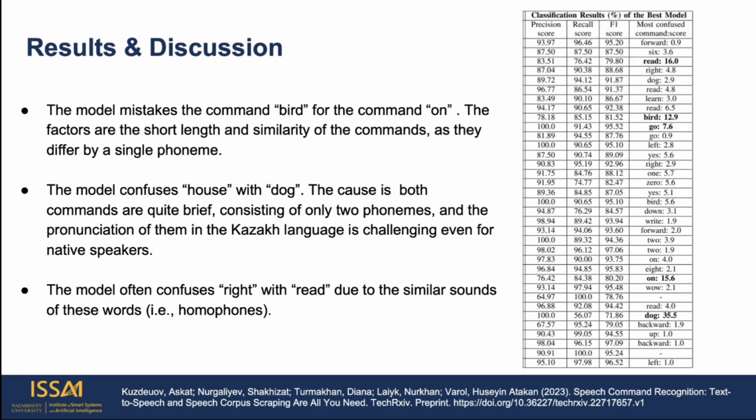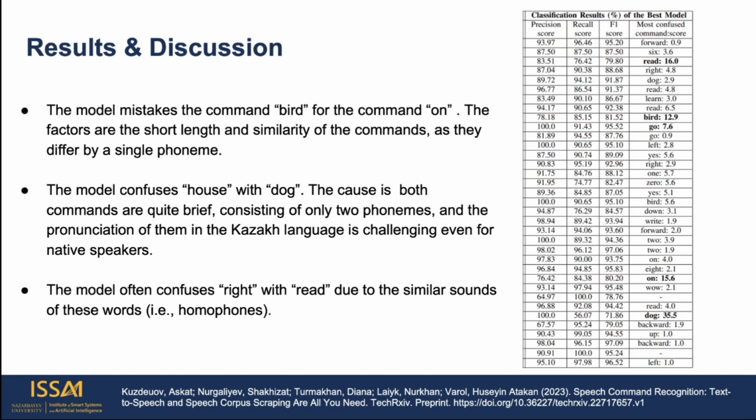For instance, the model often mistakes the command bird, which is cos, for the command on, which is cos, in 15% of cases, and vice versa in 12% of cases. The main factor for this confusion is the short length and similarity of these commands, as they differ by a single phoneme. Additionally, the model confused on house, which is y, and dog, which is it, in 35% of instances.